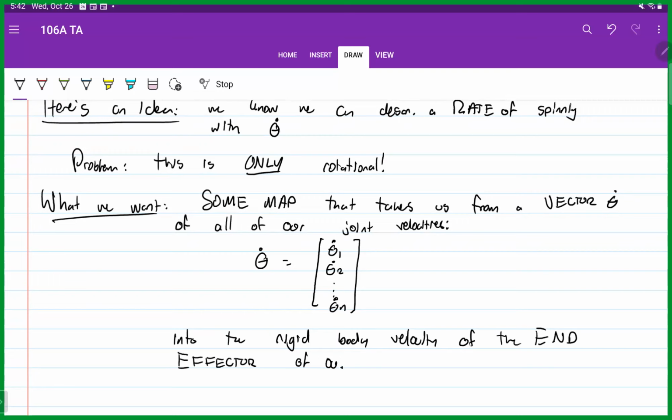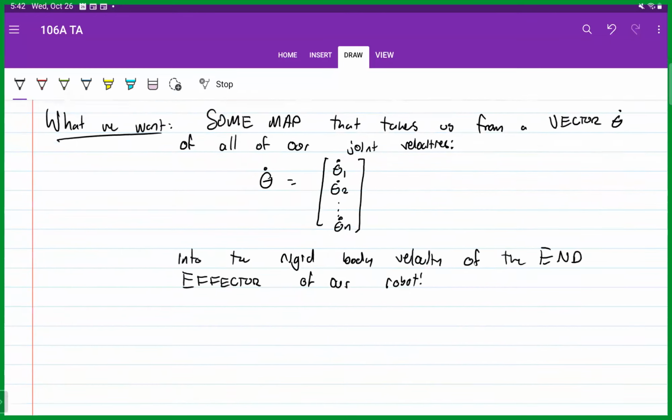of our robots. Okay? So just remember that the end effector is just that point all the way at the end of our robot arm. That's what's actually going to be interacting with our environment.